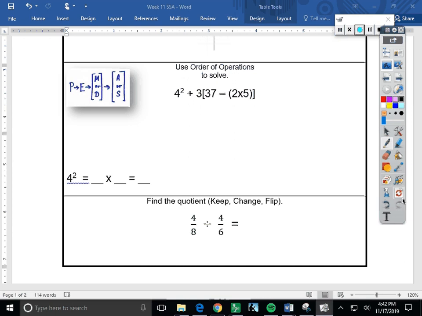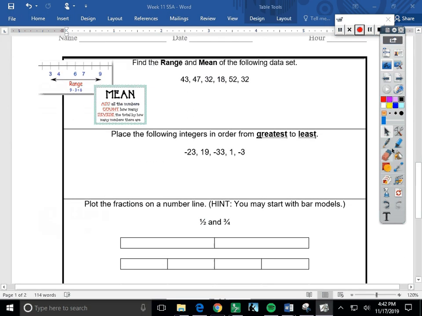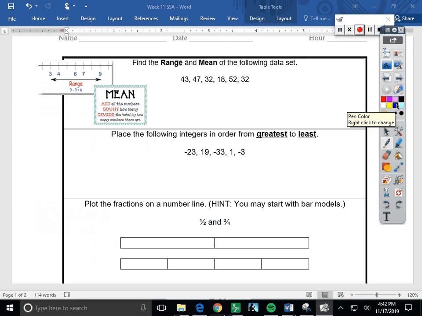All right. Moving to the next side of week 11's Bellwork. We get to review some statistical terms. It says find the range and the mean of the following data set. Well, first of all, it says range. And if you take a look, over here I gave you a hint, the range.